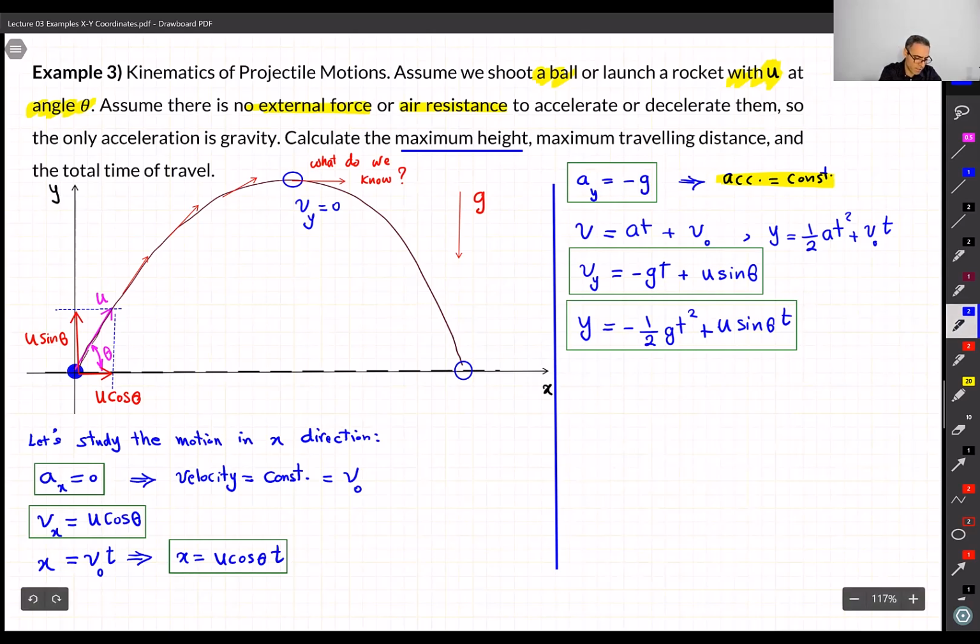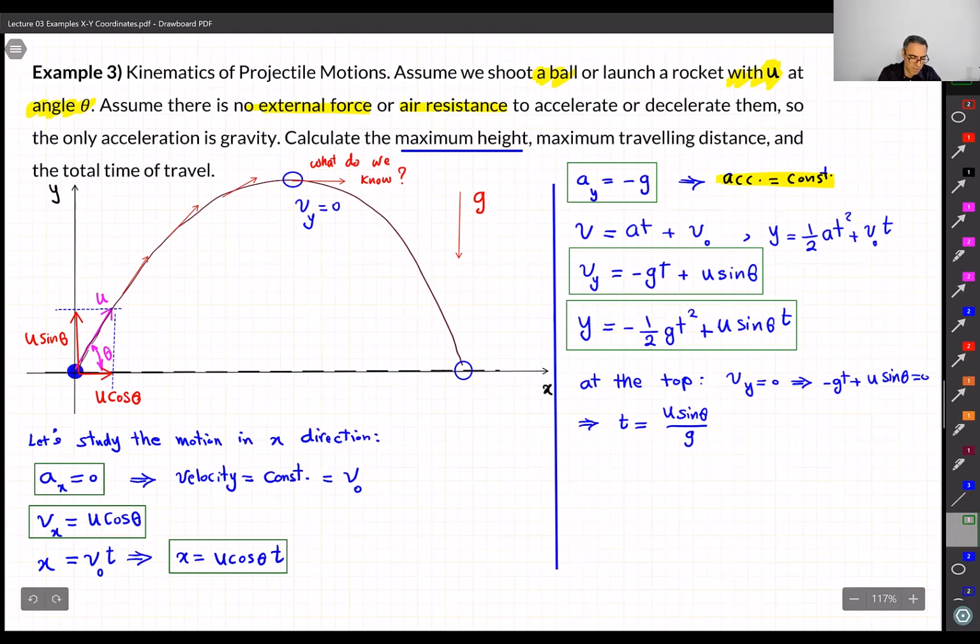So I would write at the top, Vy is 0. If Vy is 0, I'll use one of these equations that I have: minus gt plus u sine theta equals 0. And I figure out the time it takes for this ball to get to the top. So t is going to be u sine theta divided by g. This is the time it's going to take for this ball to get to the top.